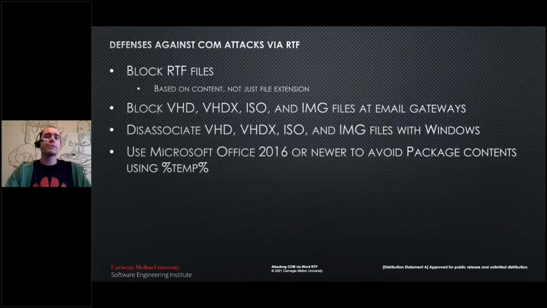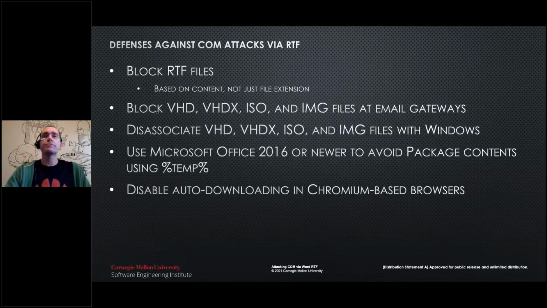The other thing I mentioned earlier is that Office 2013 and earlier does an unsafe extracting of embedded packages. It uses the temp directory. Starting with Office 2016 and newer, it will extract to a unique GUID subdirectory of there. So Microsoft has realized, wait, we should probably do something about that.